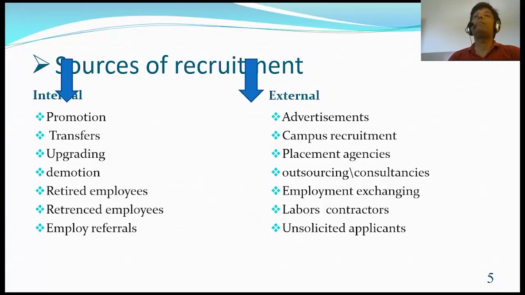Now, when I talk about external recruitment, then external recruitment includes advertisements, campus recruitment, placement agencies, outsourcing or consultancies, employment exchanges, labor contractors, unsolicited applicants. So these are the following 7 points of external sources of recruitment. Now, it depends upon the need and requirement of the organization how and from where you want to recruit your employees.